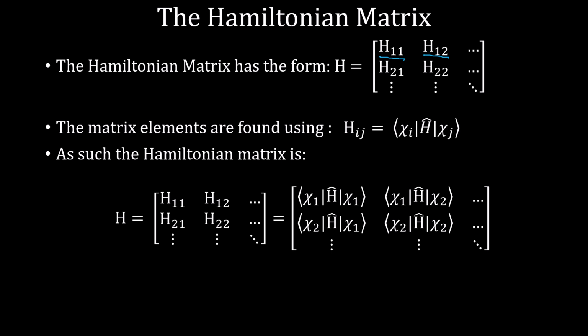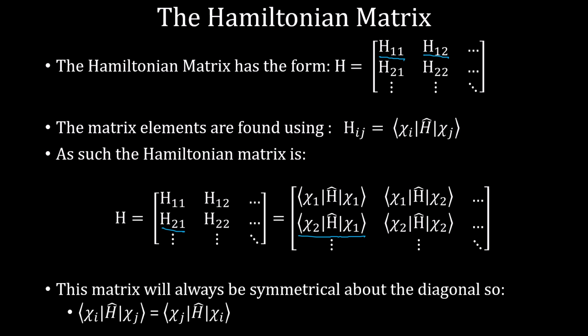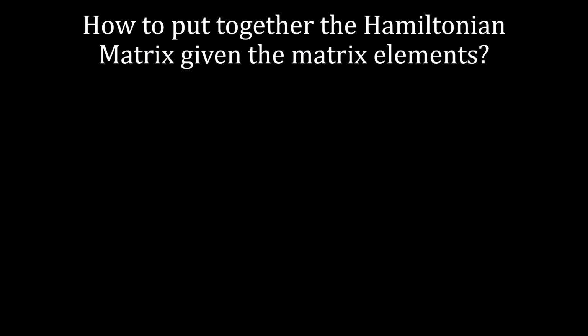So for example, in row 2, column 1, we would have H21, which is equivalent to the integral of chi2 Hamiltonian operator chi1. And remember that this is symmetric about the diagonal, so if I draw a line down the long diagonal, corresponding elements on each side will be equal. So for example, chi2 Hamiltonian chi1 here will be equal to chi1 Hamiltonian chi2 here. And that's just what this is saying here, but instead of numbers, I used i and j to make it general.